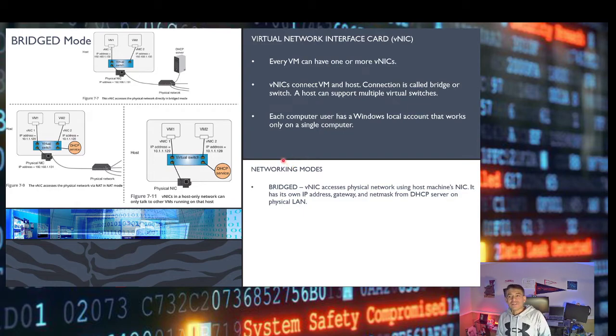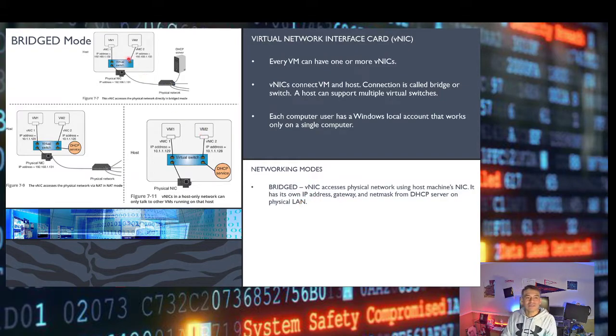So for the different networking modes that are available with the VNICs, we have bridge, which is depicted in this picture right here on top. In the bridge network mode, what we have is the VNIC accessing the physical network using the host machine's NIC, or network interface card. It has its own IP address, gateway, and netmask from DHCP server on the physical LAN.